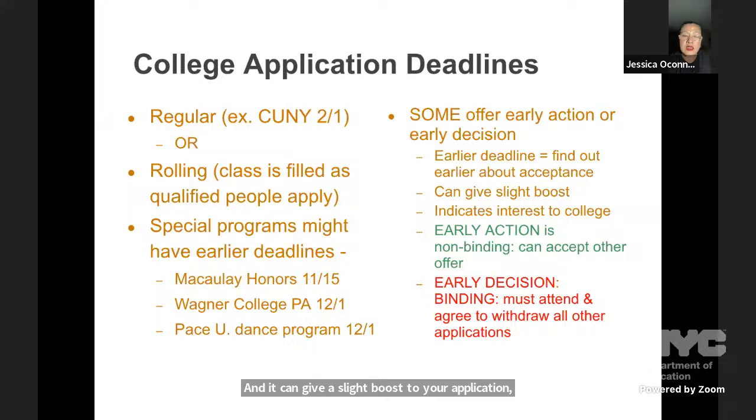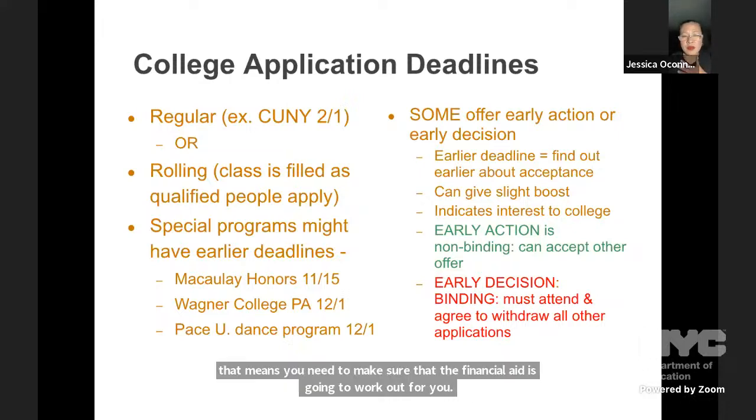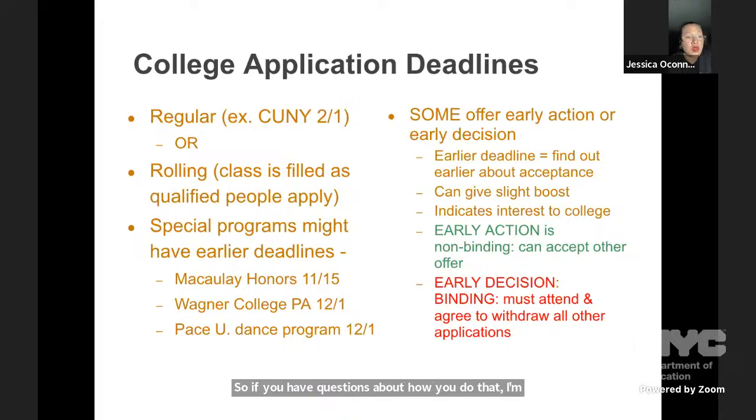Early action is non-binding. You can apply to multiple schools early action. You can accept other offers. Early decision is binding. There is a contract. You, the student, have to sign, the parent has to sign, and I have to sign it. That contract says, if I get into this early decision school, I must attend it, and I agree to withdraw all my other applications. So that means you need to make sure that the financial aid is going to work out for you. If you have questions about how you do that, I'm happy to meet with the student and talk to them about it. You cannot apply to more than one school early decision, and you need to be really sure about this. It is a very serious thing. It is not something to go into lightly.